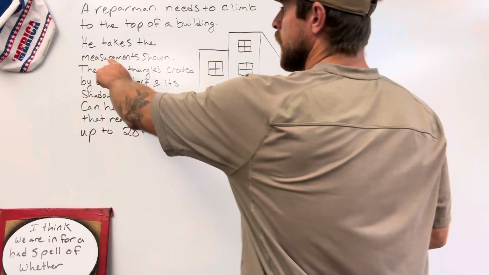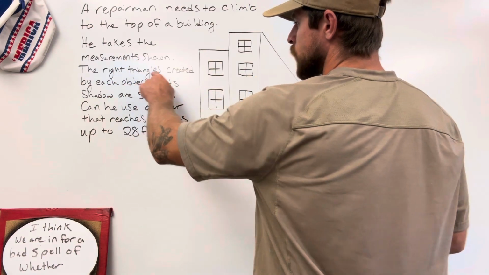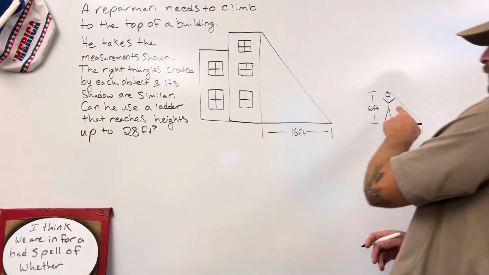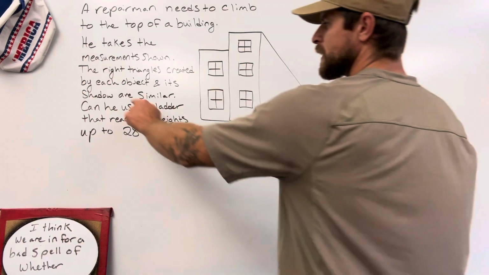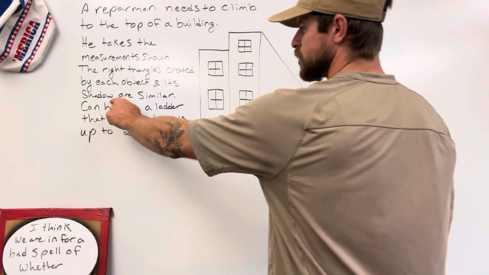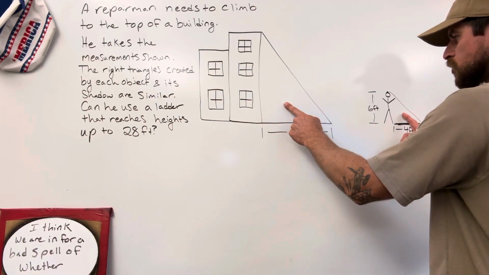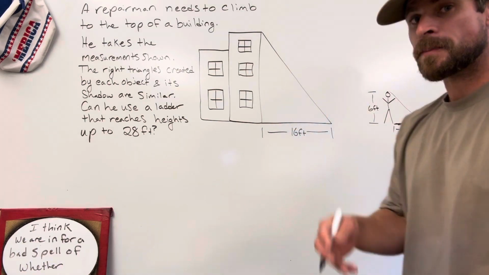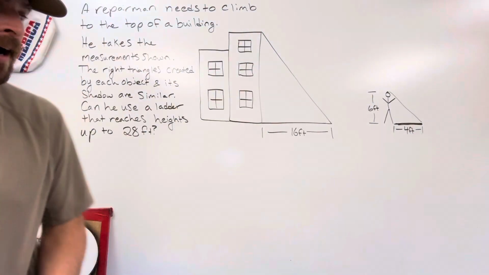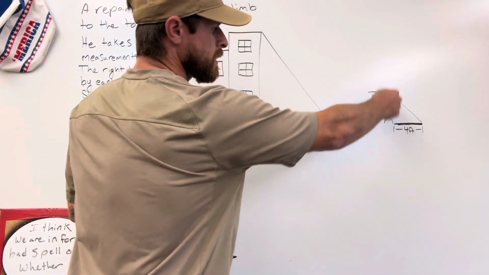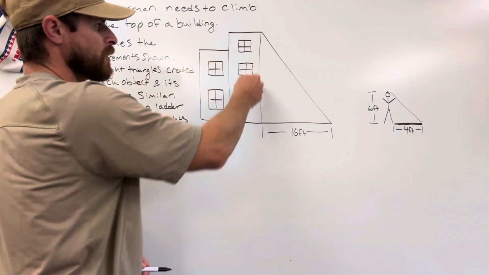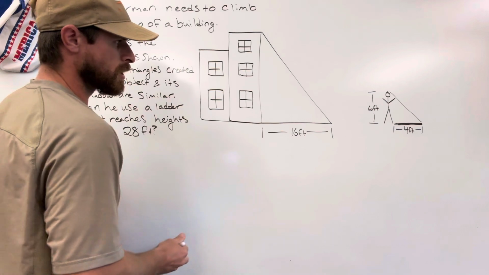All right. He takes the measurements shown. The right triangles created. So there's a right triangle. There's a right triangle. Are created by the object and its shadow. These are similar. So if we're being told that these two triangles are similar, we can use a proportion to find the unknown value. Right now we have the height of the person, but we don't have the height of the building. So we can write out our proportion a number of different ways.